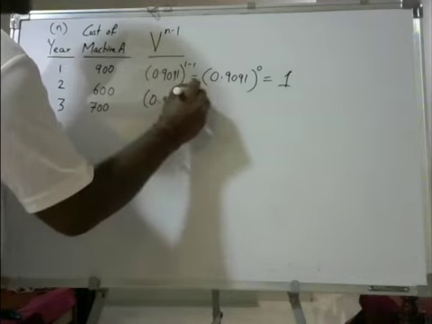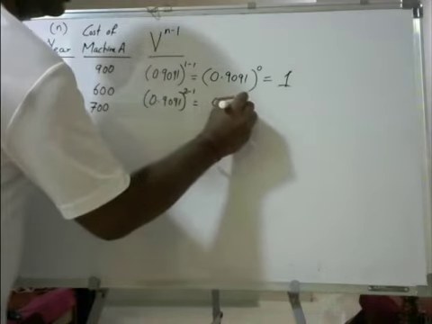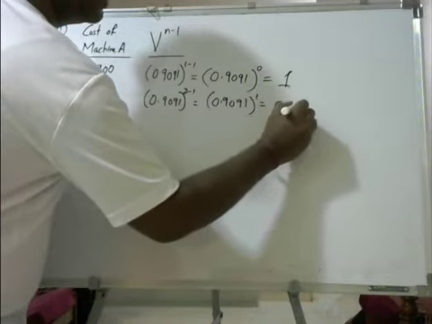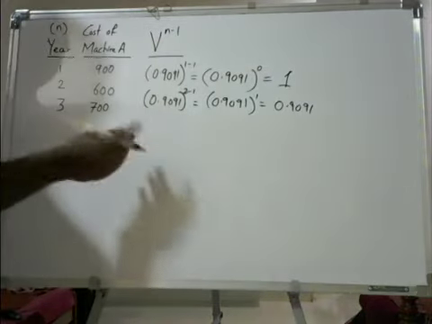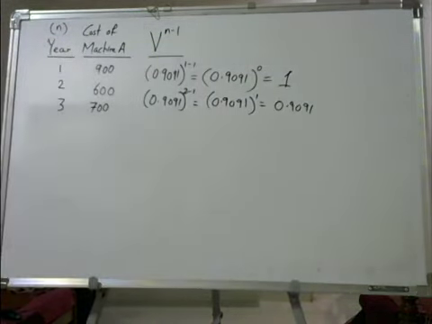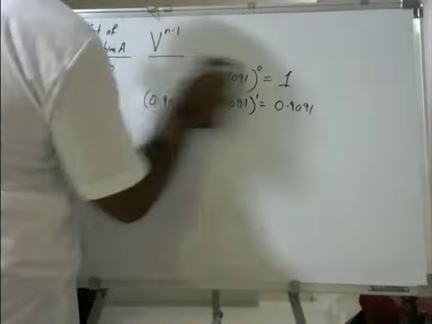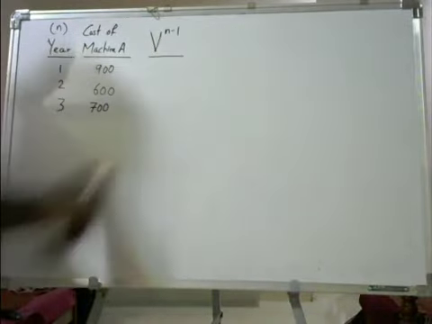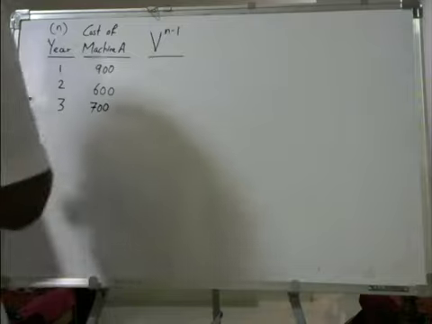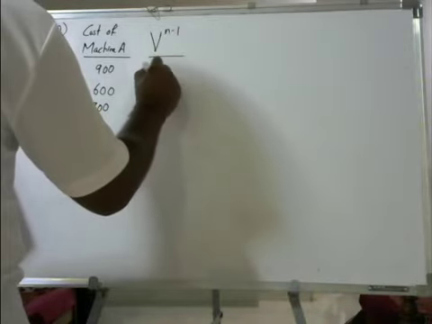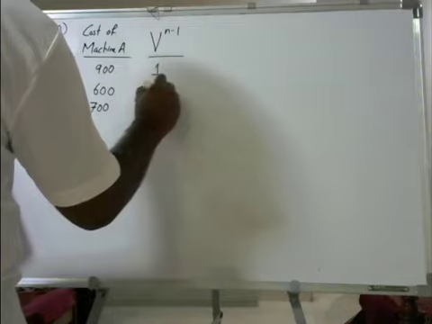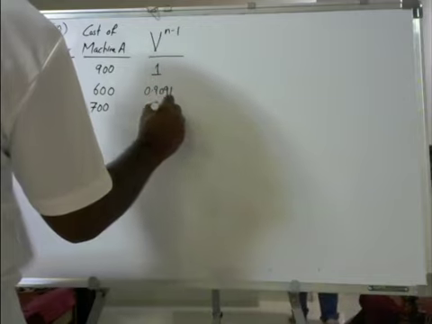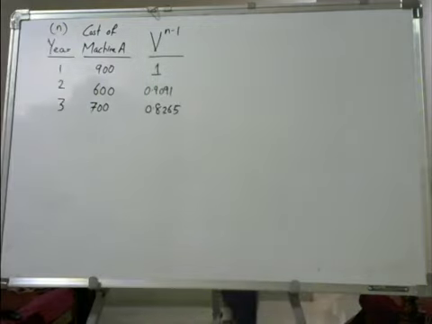0.9091 raised to 2 minus 1. 2 minus 1 is 1. So it is 0.9091. In a similar way, we will find the next one. In this way, if we find the V raised to n minus 1 table for R equal to 10%, we will get the column as 1, 0.9091, 0.8265.